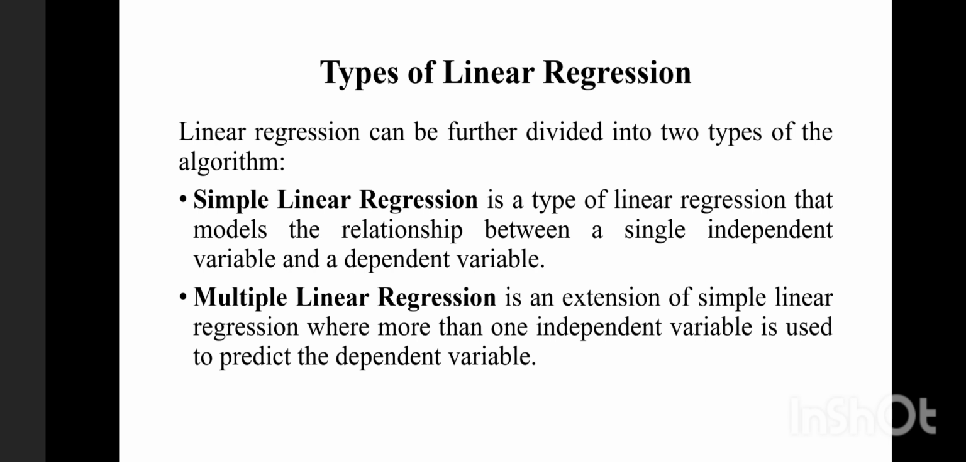What is simple linear regression? Simple linear regression uses one independent variable to predict the dependent variable. It is simple and easy to understand. This method is suitable for basic prediction tasks. The next one is multiple linear regression. Multiple linear regression uses more than one independent variable for prediction. It provides more accurate results for complex data sets. This method handles multiple factors together.